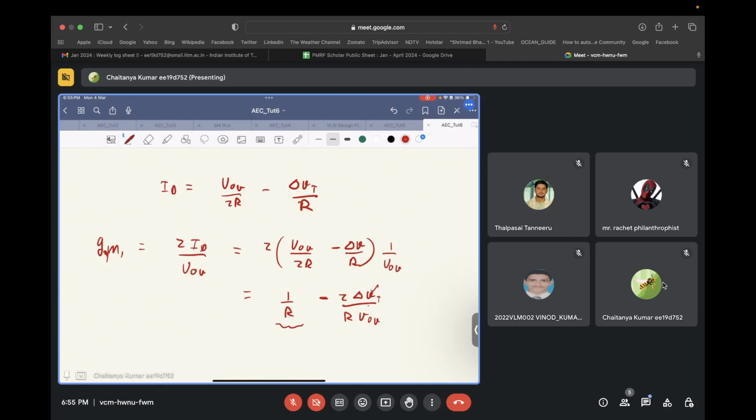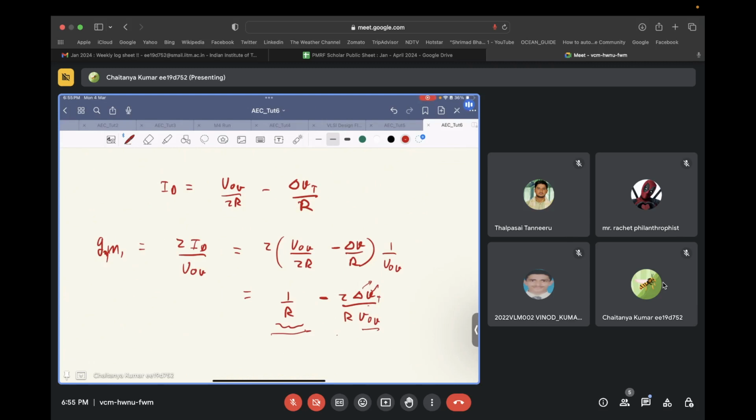However, the change in threshold, that is the delta Vt or the overdrive voltage, will definitely depend on the temperature and process changes. This delta Vt won't be very high, but still it will be non-zero. So in this case, your GM1 won't exactly be fixed. You wanted it to be fixed to 1 by R, but it will be 1 by R minus 2 delta Vt by R times VOV. And since delta Vt and VOV both will change with temperature and process, it won't be a completely fixed GM circuit. There will be some non-ideality in this.